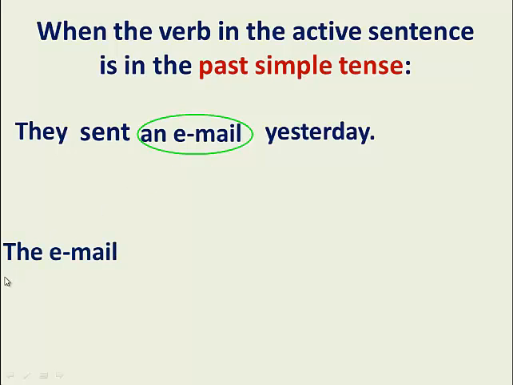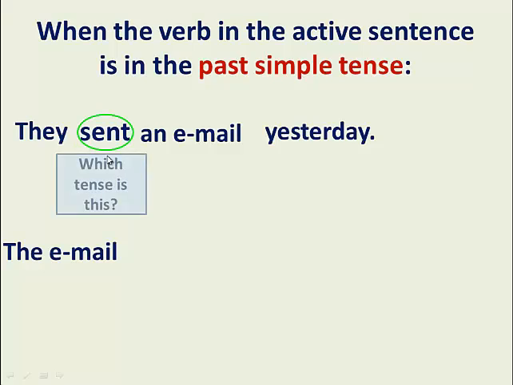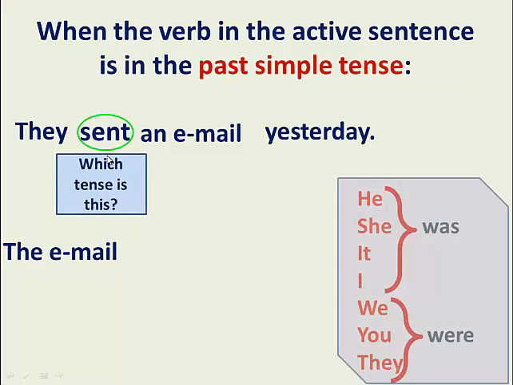So we write the email, and then we try to find the verb. The verb is sent. Which tense is this? This is the simple past tense. And in the simple past tense, the verb to be with the following pronouns, he, she, it, and I, becomes was, and with we, you, and they, it becomes were.